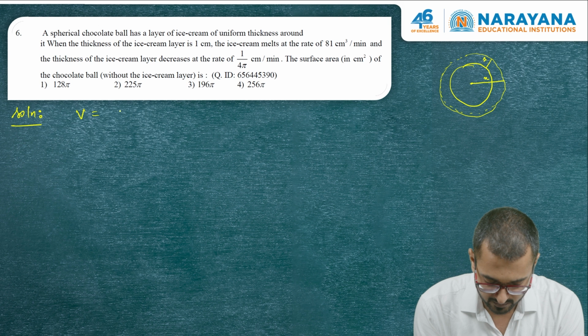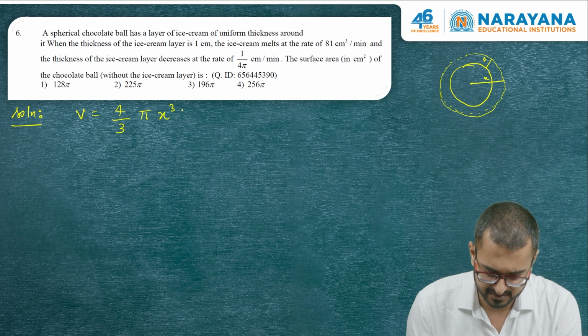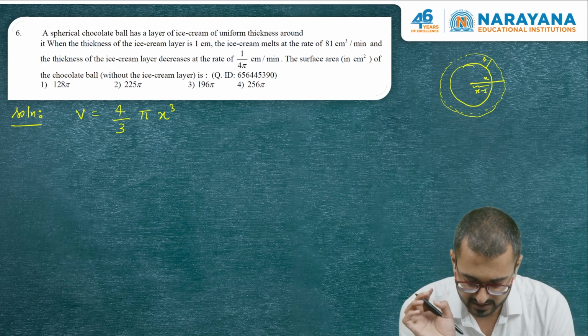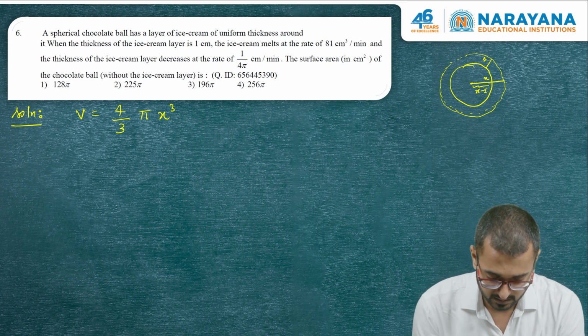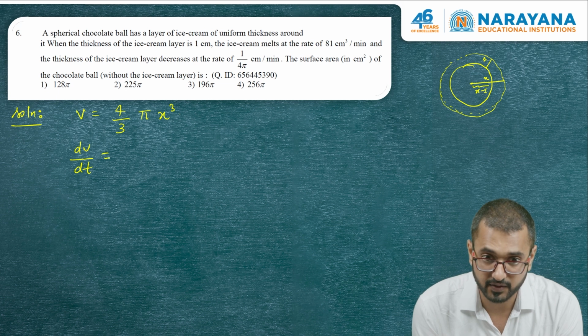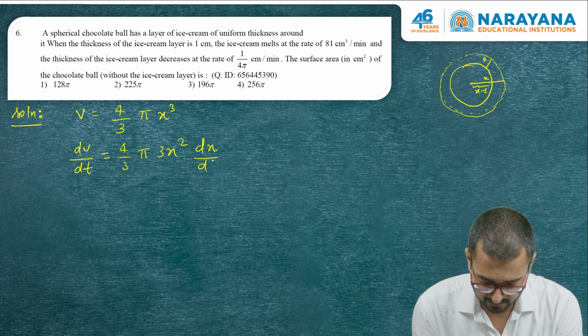So the volume of the sphere is going to be 4 by 3 pi r cube. The radius is basically x now. In this x we have to remember that this part is only x minus 1, which is the radius of the chocolate ball. So 4 over 3 pi x cube, we will differentiate because volume is changing. So dV over dt will be 4 over 3 pi times 3x square into dx over dt.